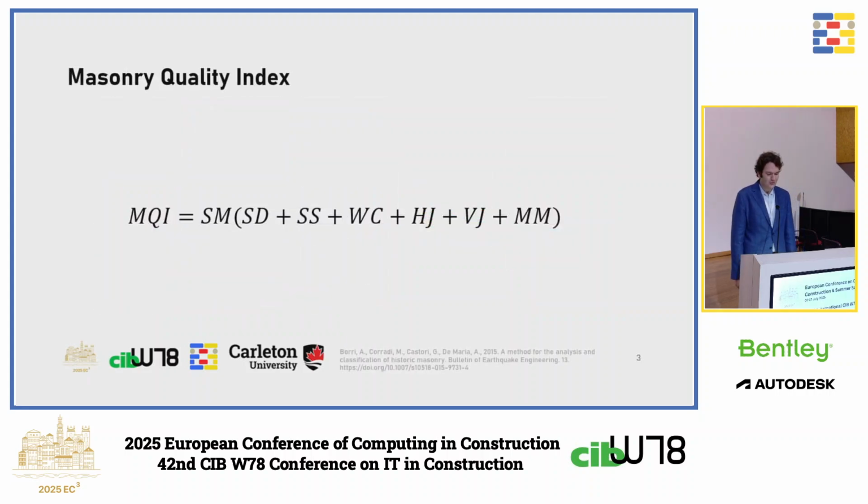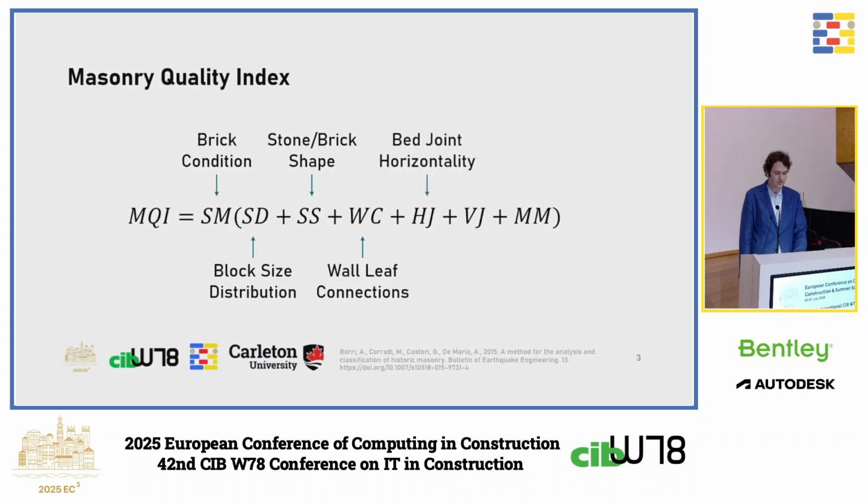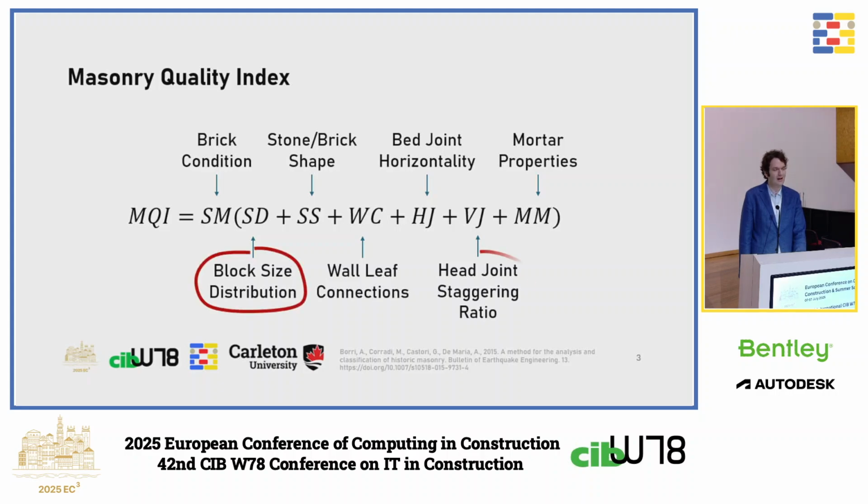First and foremost, I would like to go over the Masonry Quality Index, which our pipeline aims to automate. This is an analysis method that aims to provide preliminary estimations of the material properties of masonry assemblies through visual inspections of their morphological characteristics. There are numerous parameters considered by the MQI, which include brick condition, block size distribution, stone and brick shape, wall and leaf connections, bed joint horizontality, head joint staggering ratios, and mortar properties. While most of these parameters can be determined through visual inspection, our pipeline aims to automatically provide information on the block size distribution and the head joint staggering ratios.